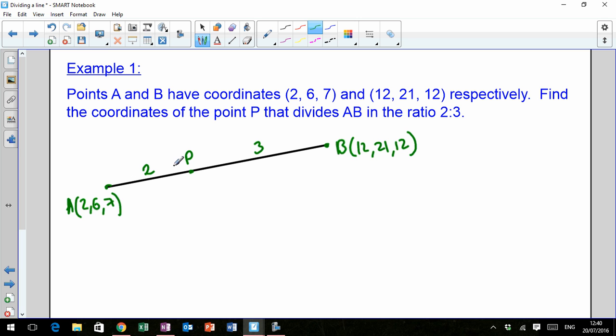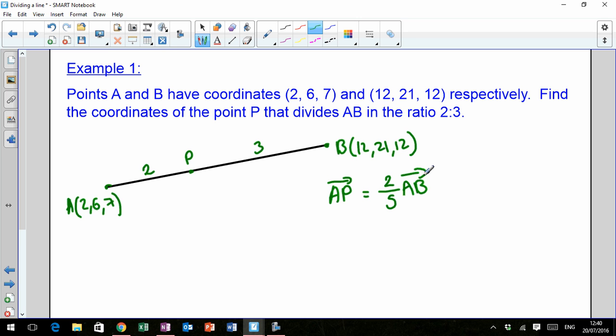Okay, now if you know that there's 2 to 3 here, then the distance from A to P is going to be 2 out of a total of 5. Okay, it's going to be 2/5 of the way because you've cut it into 5 bits. This is 2 of those 5 bits. So A to P is 2/5 of the whole way. So it's 2/5 of A to B. Now, if you can make that statement, then it's going to be nice and easy for you to do it.